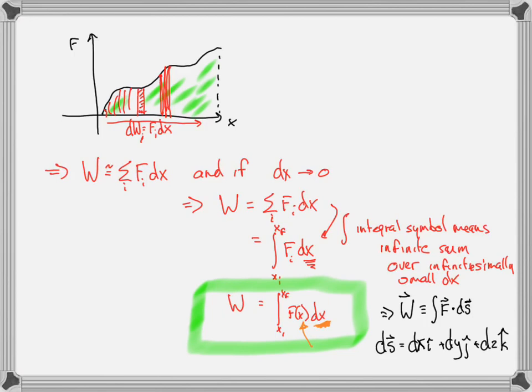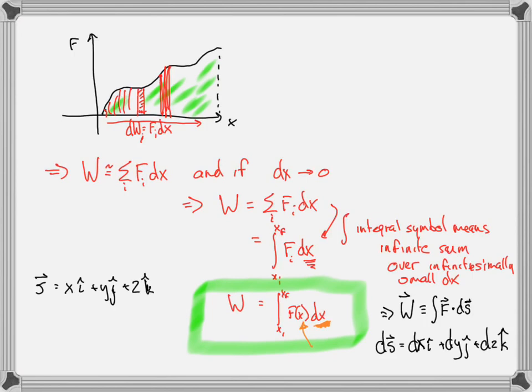So ds is just a displacement vector. It's like saying s, the displacement vector, has a component in the x direction, a component in the y direction, and a component in the z direction. But we're just taking the infinitesimally small displacement vector.